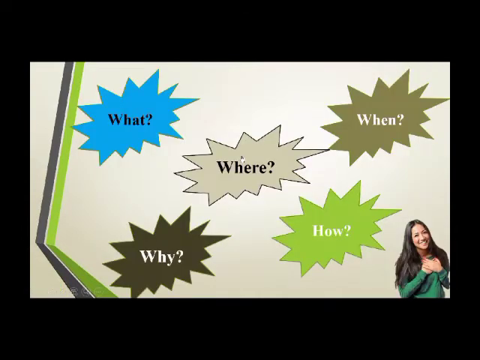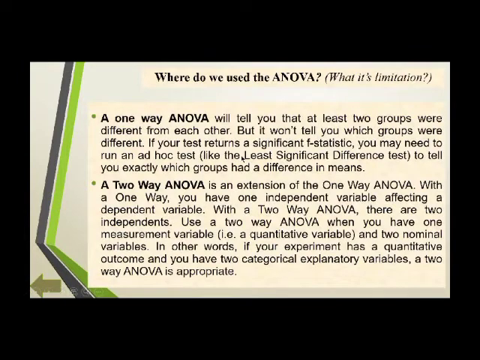So where are we going to use ANOVA? As what I've said, there's a limitation. Everything has a limitation, and ANOVA has a limitation also. So in one-way ANOVA, it will tell you that at least two groups were different from each other, but it won't tell you which groups were different. If a test returns a significant F-test, you may need to run a post hoc test like a least significant difference test to tell you exactly which group had a difference in mean.